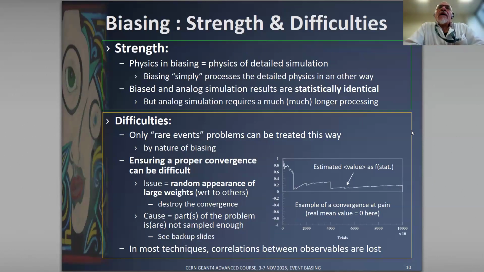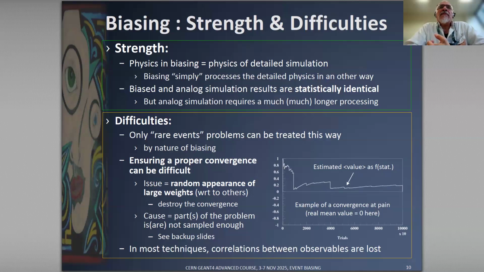So biasing does not come for free. That is, it has some strengths, but also some difficulties. The strength of biasing is that the physics in the biasing is the same as in the detailed simulation. You don't introduce approximation in the physics. And biasing, I would say, is simply another way to process the detailed physics.